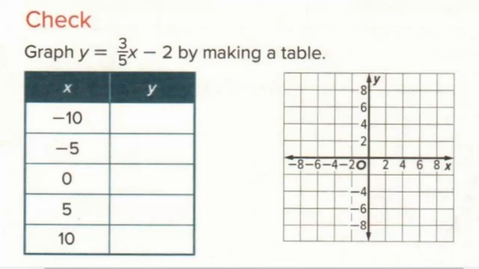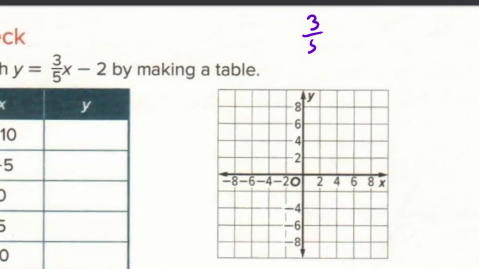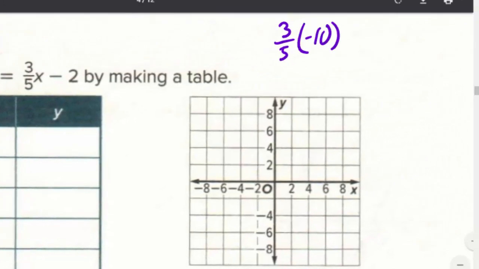Okay, for this one, we have a coefficient of 3/5 that's going to multiply by each domain, or each x value. I'm going to show you how to do that off the side for the first one. So the first one, we're going to put a -10 in, so 3/5 times -10. And then eventually we're going to subtract 3, but I want to show you how to deal with this right here. So you take the -10, and you first divide it by the denominator.